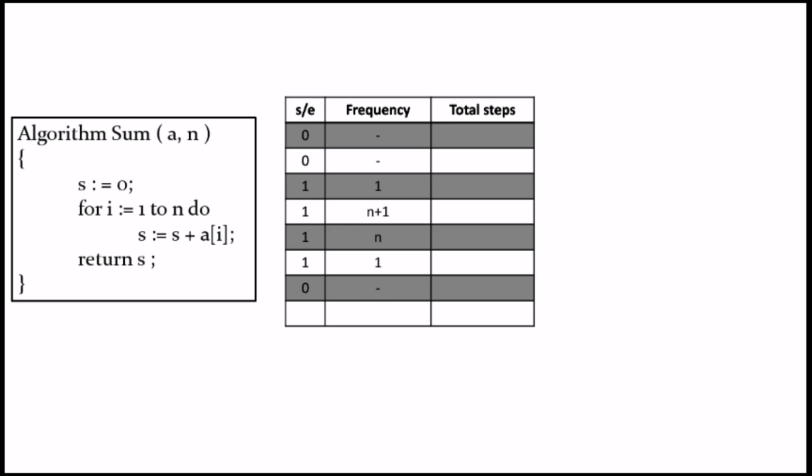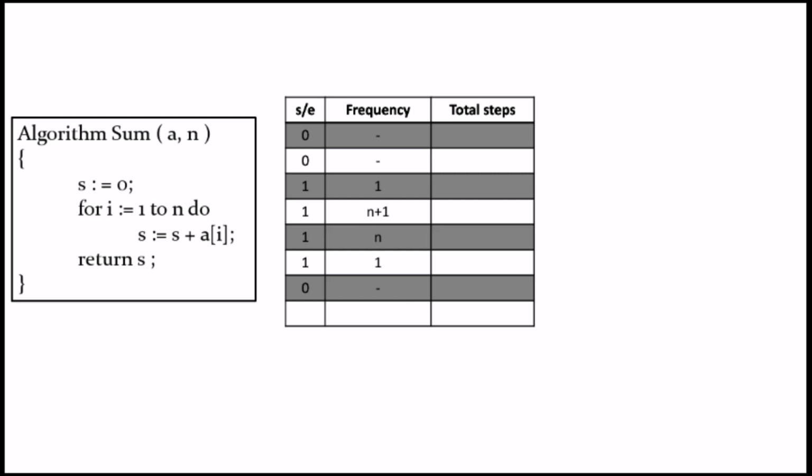Next line, S equal to S plus A of I. So this will be repeated n times. Till the condition is true, this S equal to S plus A of I will be executed. So we are executing this statement n times, so the frequency will be n. And the next statement, return S. After completing the for loop, we are returning the value S. So this will be executed one time. And finally, the closing bracket, we are just closing the bracket, so there will not be any frequency.